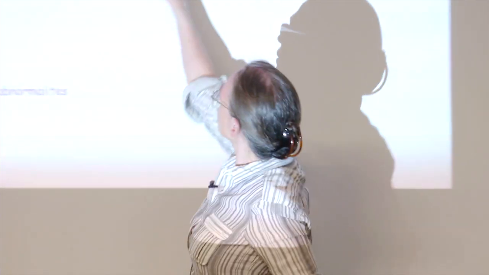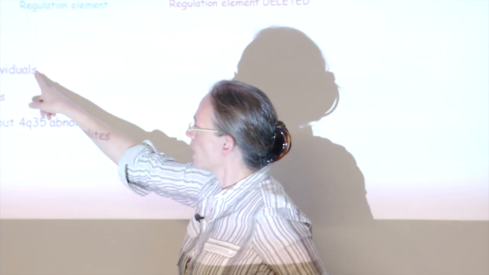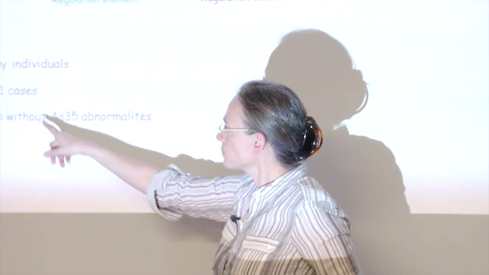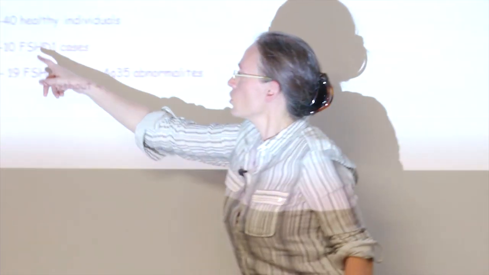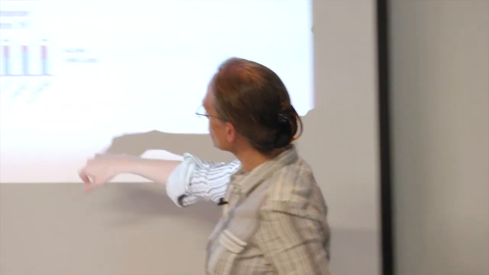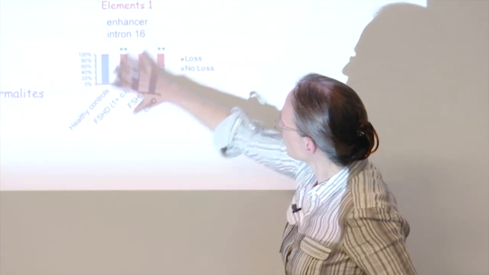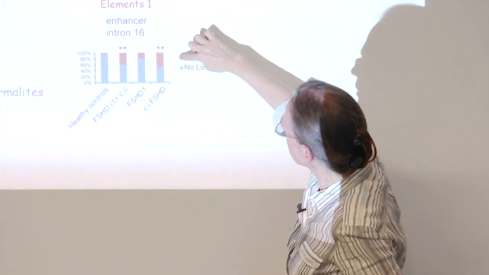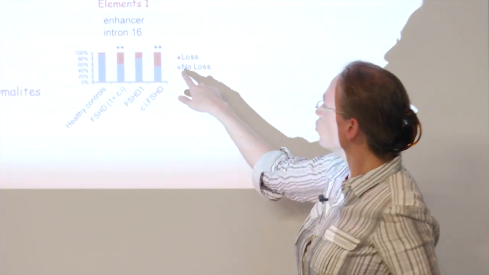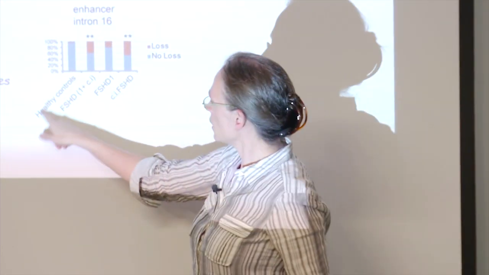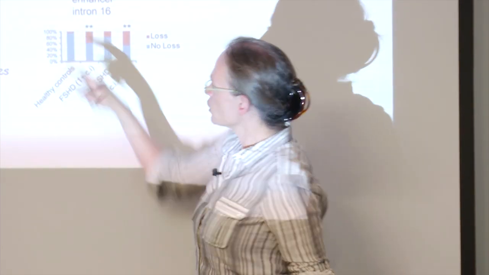So we did this screen of whether it was present or not in a group of 40 healthy individuals, 19 cases of FSHD without contraction, but also a number of cases with FSHD1. And although I don't want to go into much detail on the results, basically on this graph, what you see in red is the loss, so a case like this, and in blue, all the cases with no loss. So you see that in the healthy population, there's a very small proportion of cases that carry this deletion.